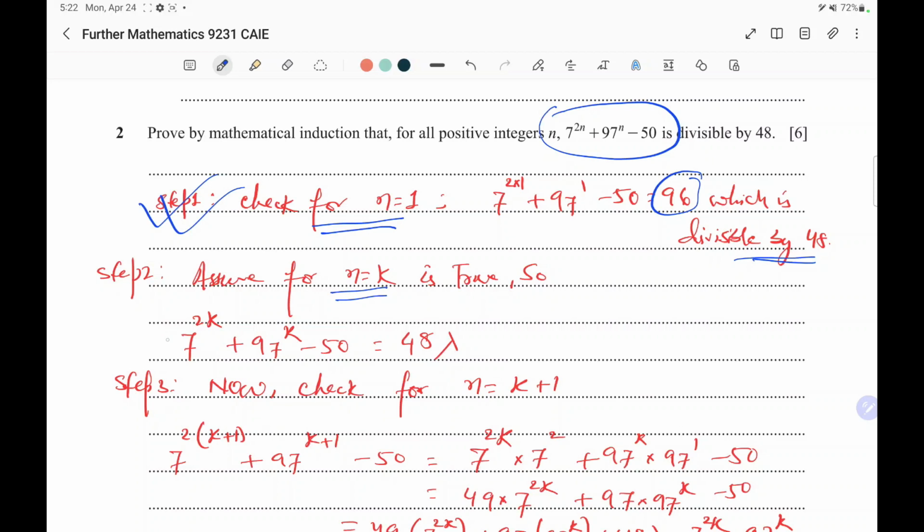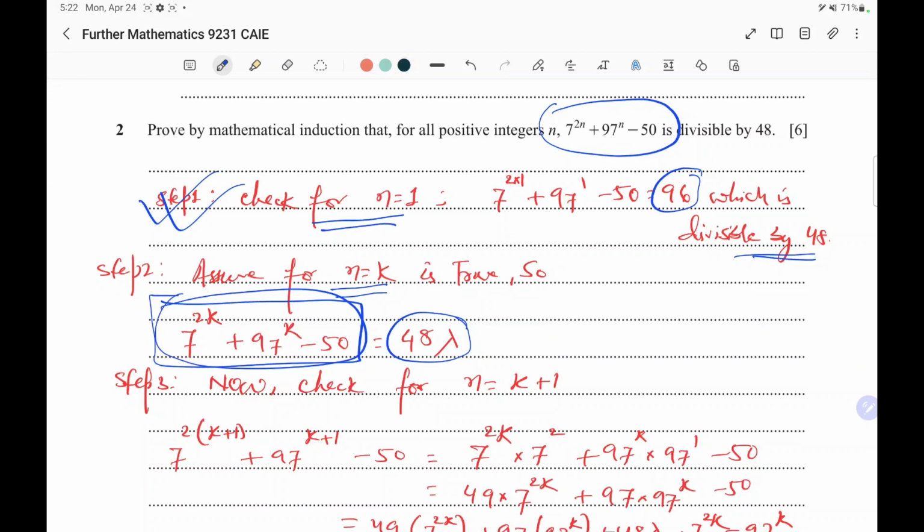So 7 to the power 2k, 97 to the power k minus 50 equals divisible by 48. So 48 multiple, right? 48 times lambda. Here, 48 times lambda, you need to understand this is a multiple of 48 times something, or you can say this will be divisible by 48. That's why I've written it as 48 times lambda.